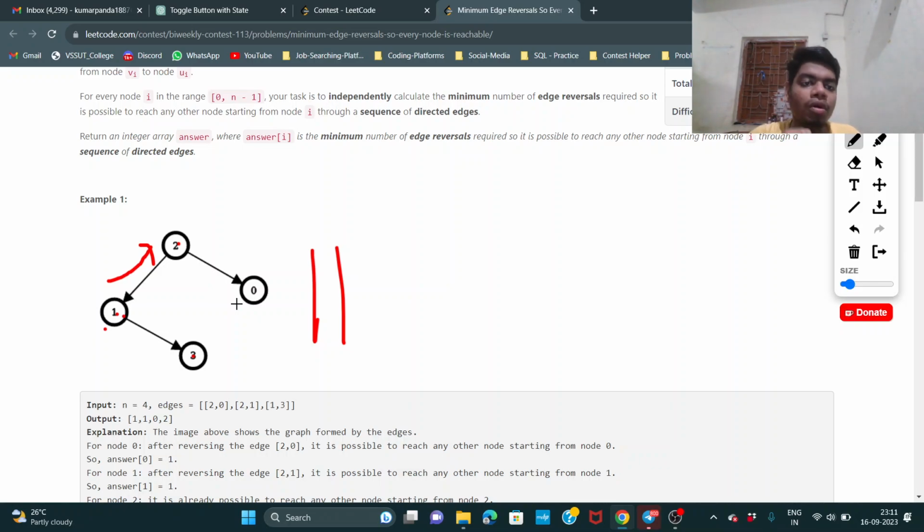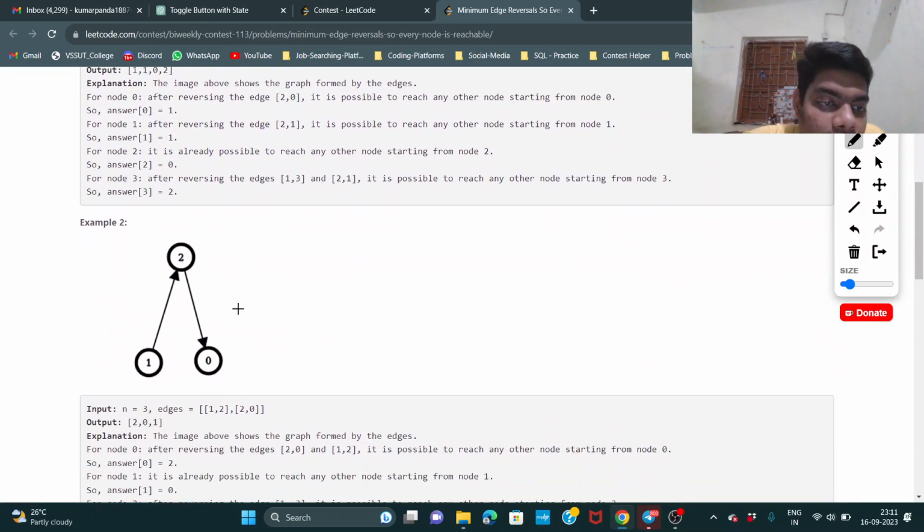Similarly for 2, now I am trying to reach every other node from 2, then what is the minimum number of edge traversals that I need for 2? Similarly you can do for 0, similarly 3, and similarly 1. So you have to find the answer for each node.